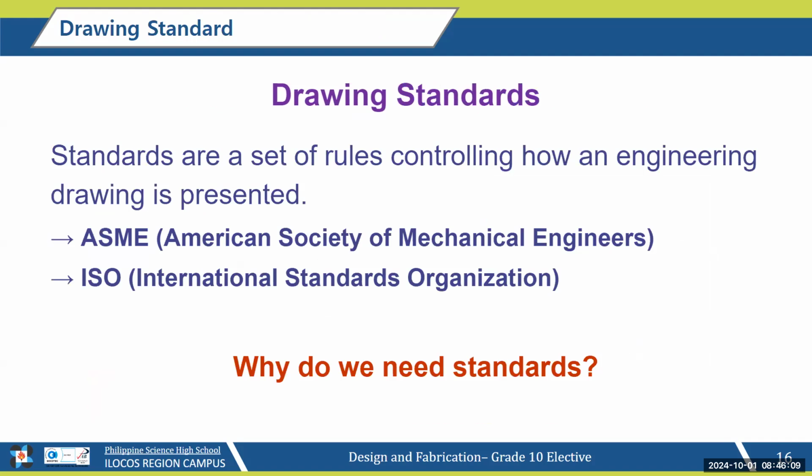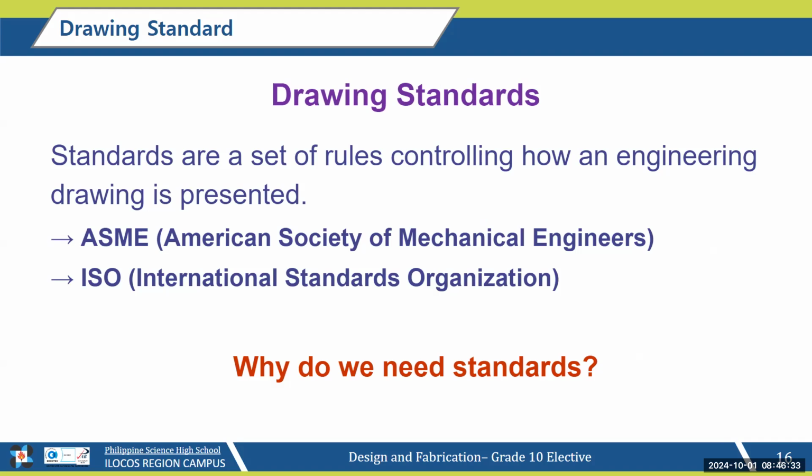Engineering drawings must follow standards or rules that ensure consistency and accuracy in how the drawing is presented. Some key standards include, number one, ASME or the American Society of Mechanical Engineers, and we also have the ISO or the International Organization for Standardization.